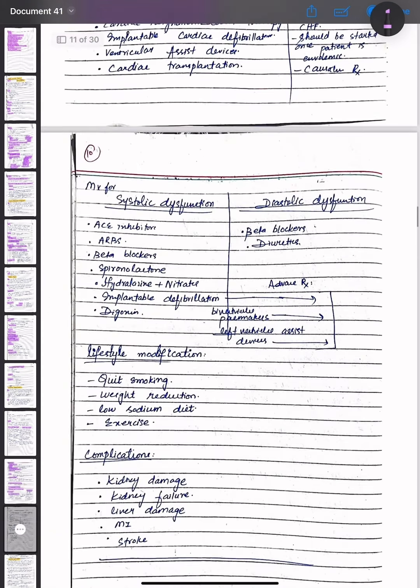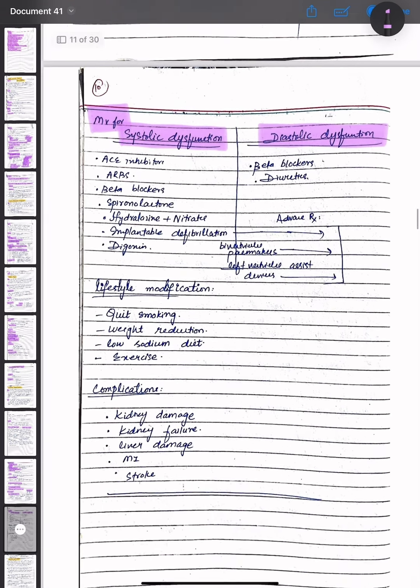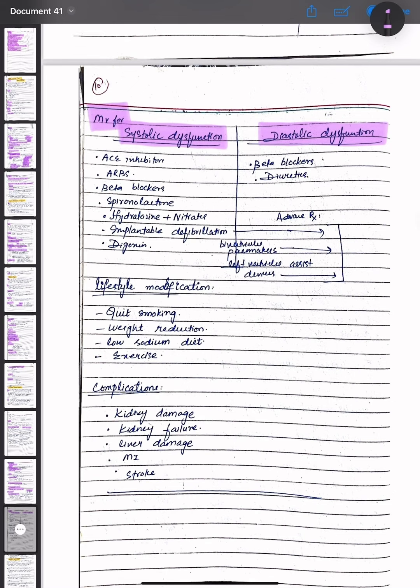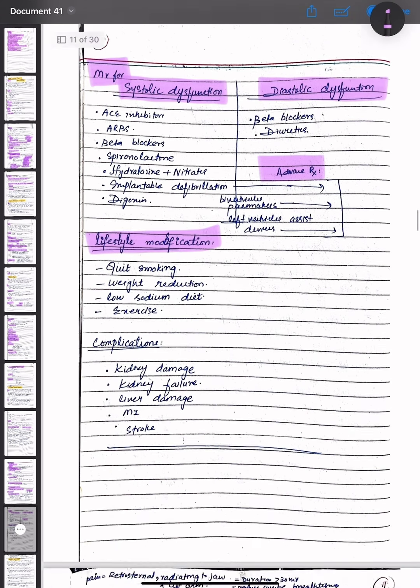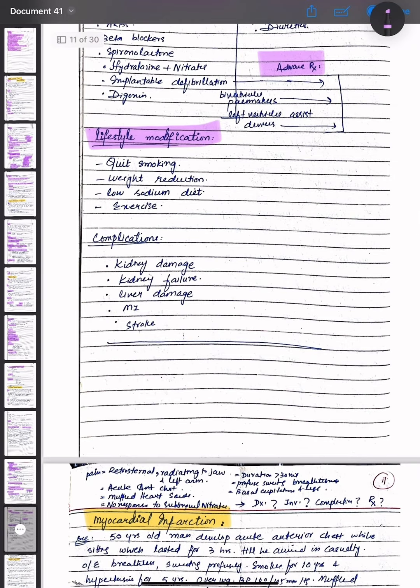Okay, now management for systolic dysfunction and diastolic dysfunction. For systolic dysfunction, ACE inhibitors, ARBs, beta blockers, spironolactone, hydralazine plus nitrates, implantable defibrillators, and digoxin are used. For diastolic dysfunction, beta blockers and diuretics are used. The advanced treatment is biventricular pacemaker and left ventricular assist device. Lifestyle modification is important for congestive heart failure, which is quitting smoking, weight reduction, low sodium diet, and exercise.